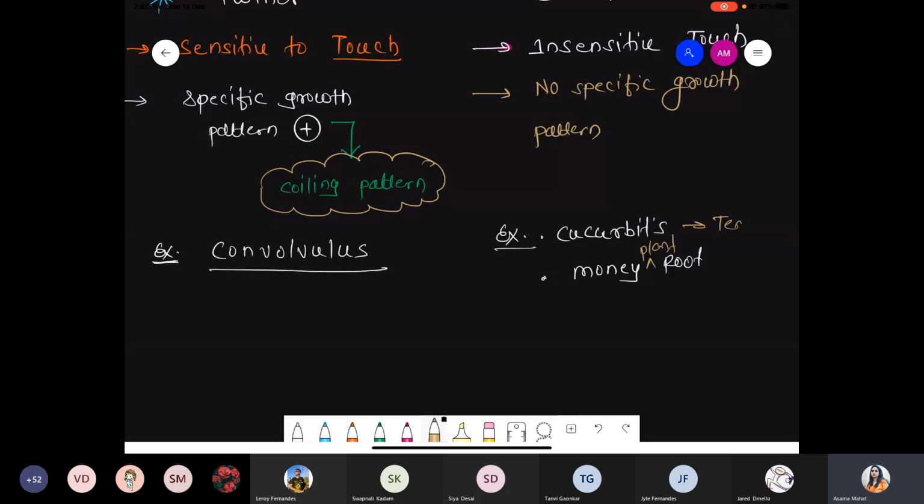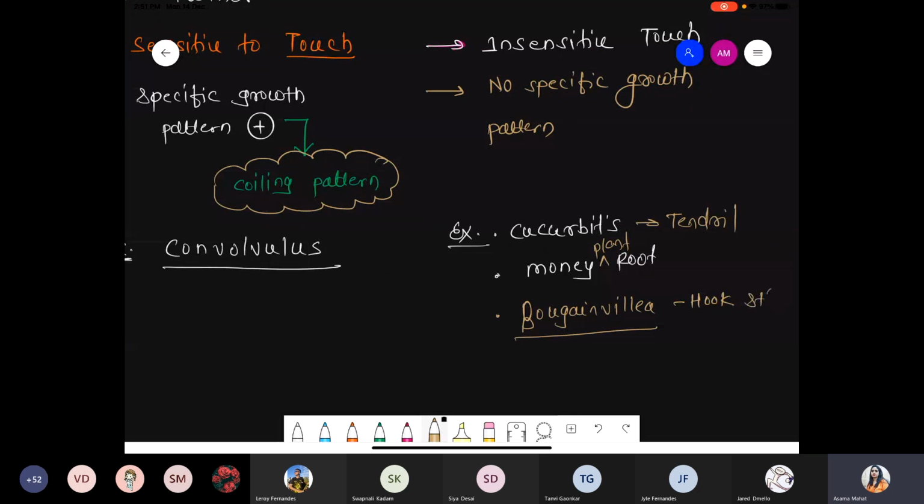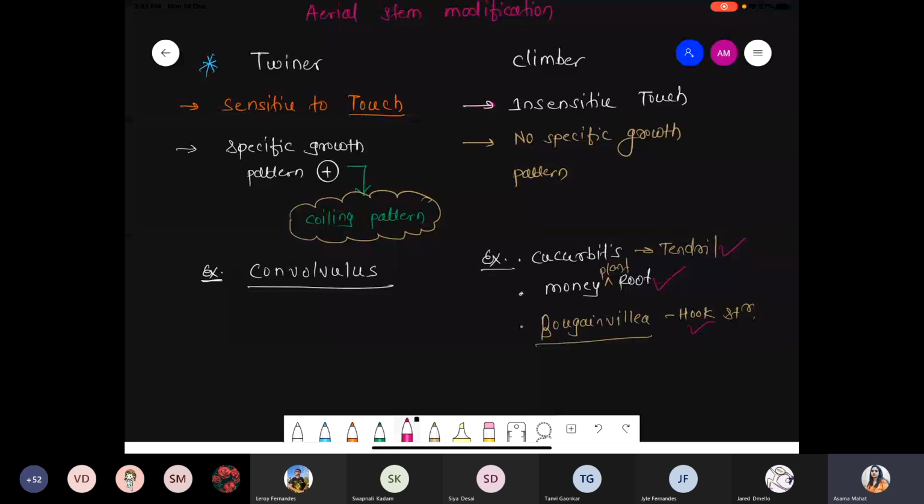And in case of the bougainvillea, just as we discussed, there is the presence of a hook structure. Okay, hook. So all these are structures: tendril in case of the cucumber, root in case of the money plant, as well as the hook in case of the bougainvillea. All these come under the category of climber. But दोनों का function क्या है? Both have the common function. They help in climbing, right? They touch, they take the help of the support and simply show the growth pattern. Support, common function.